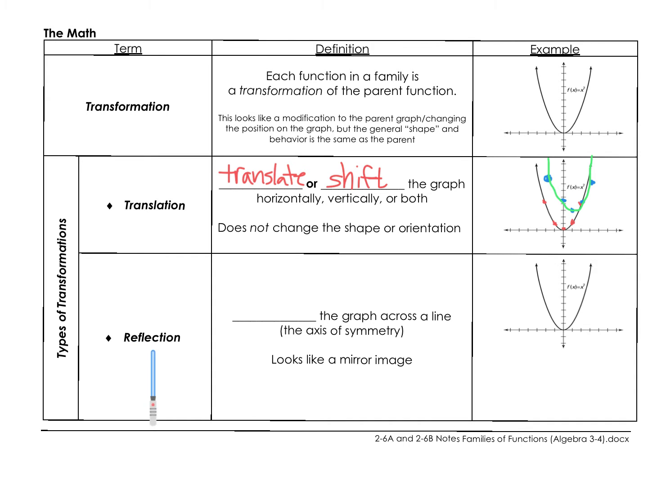Now let's talk about reflections. A reflection is essentially, and this is not a technical word, it flips the graph across a line. It could be a reflection over the x-axis. It could be a reflection over the y-axis. It could be a reflection over any other line. Let's go ahead and reflect it over the x-axis here.